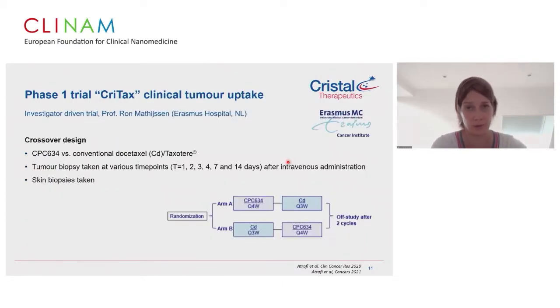So as said, that was a more traditional dose escalation, but the most exciting study for me was the so-called Rijcken study, where patients were given either Taxotere, the conventional drug, or CPC634. So vice versa, each patient was his own control, and then we took biopsies of the tumor tissue over time, at different time points as indicated here. And besides that, we also took skin biopsies just to further understand the mechanism for the observation of the skin toxicity.